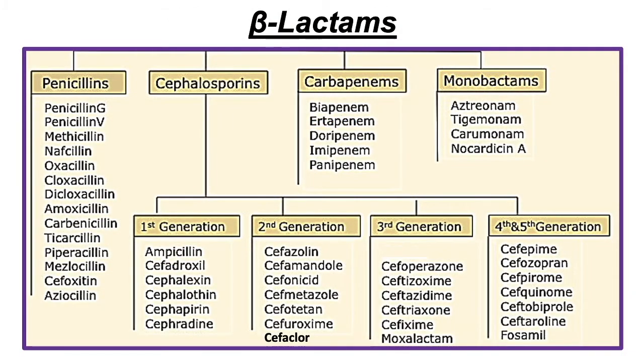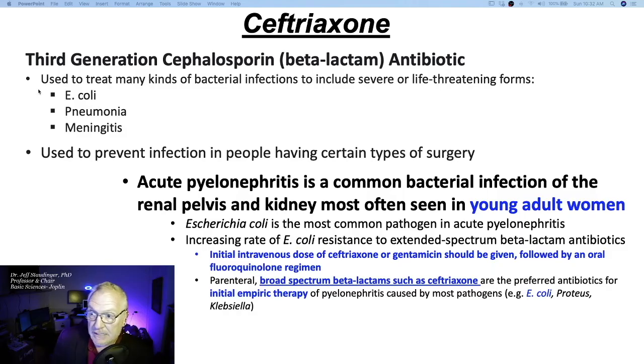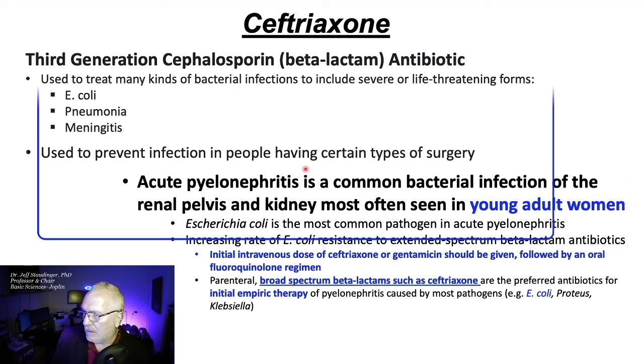Let's talk about ceftriaxone. Ceftriaxone is a third-generation cephalosporin beta-lactam antibiotic. It's used to treat E. coli, pneumonia, and meningitis. It's also used for a common bacterial infection found in young women. It's called acute pyelonephritis.